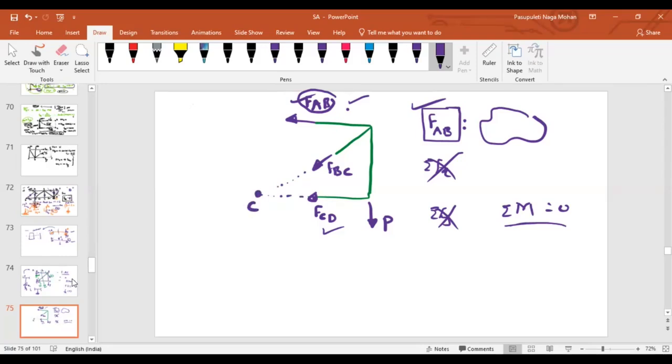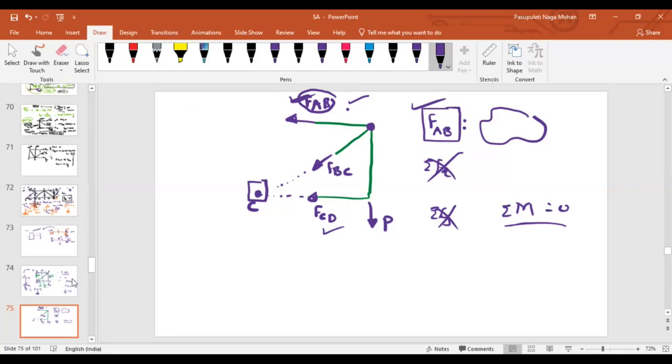If I want to find the force in member CD, what should I do? I have to look at the common point of the other two forces. So here, as I want to find FAB, as the other two members are passing through point C, I will take moment at point C.